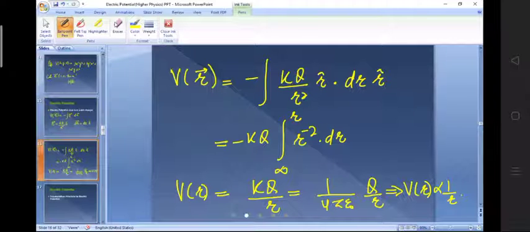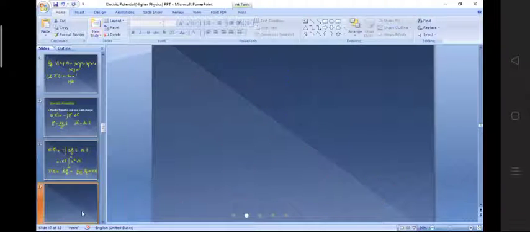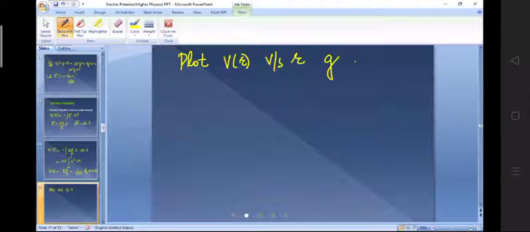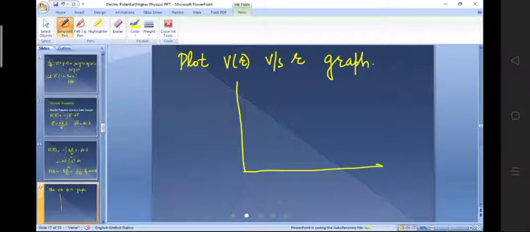Let me plot a graph here as well for the electrostatic potential, V versus r. Easily we can plot it like this. Along the horizontal axis I will take r, and along the vertical axis I will take V as a function of r. Obviously it's proportional to 1 divided by r, which means it will be a rectangular hyperbola like this.